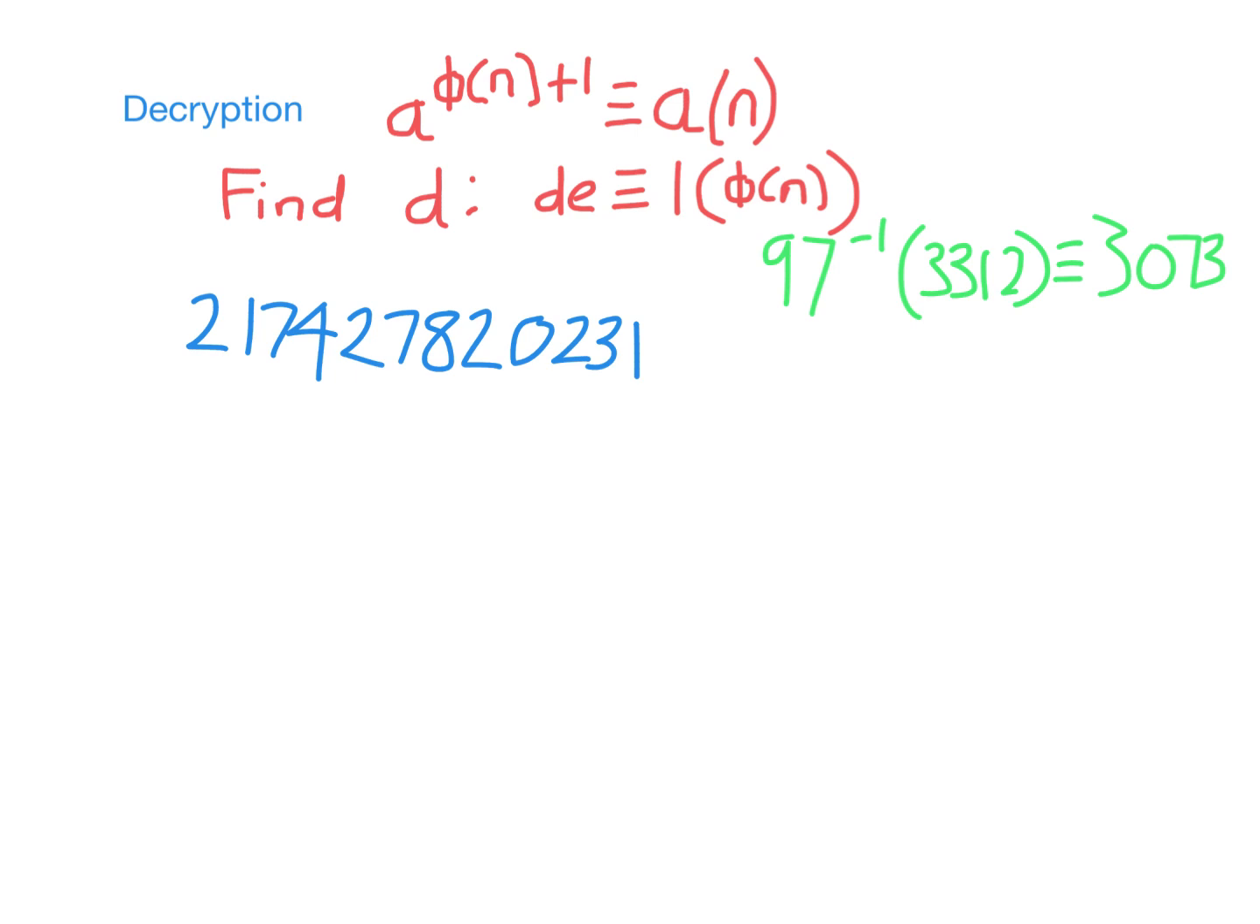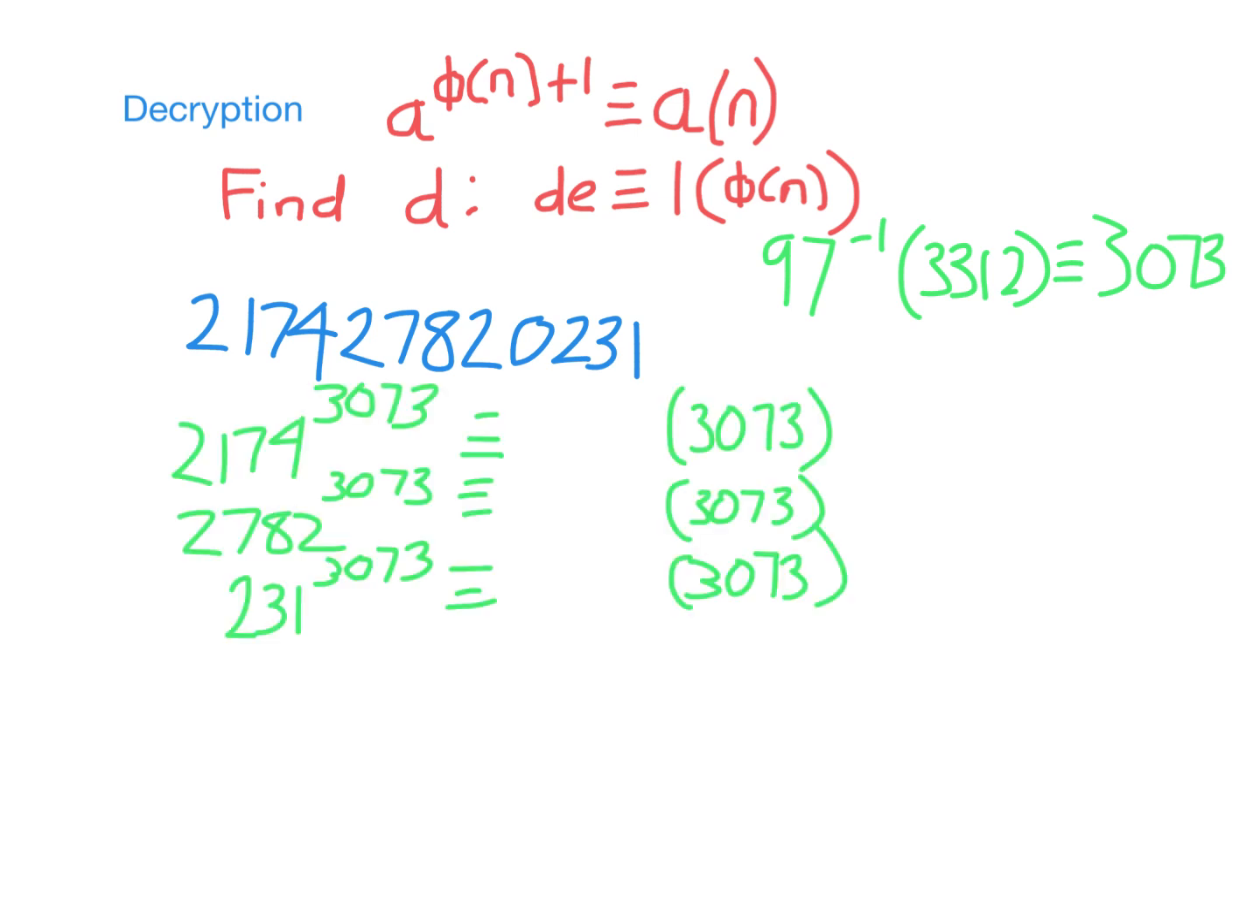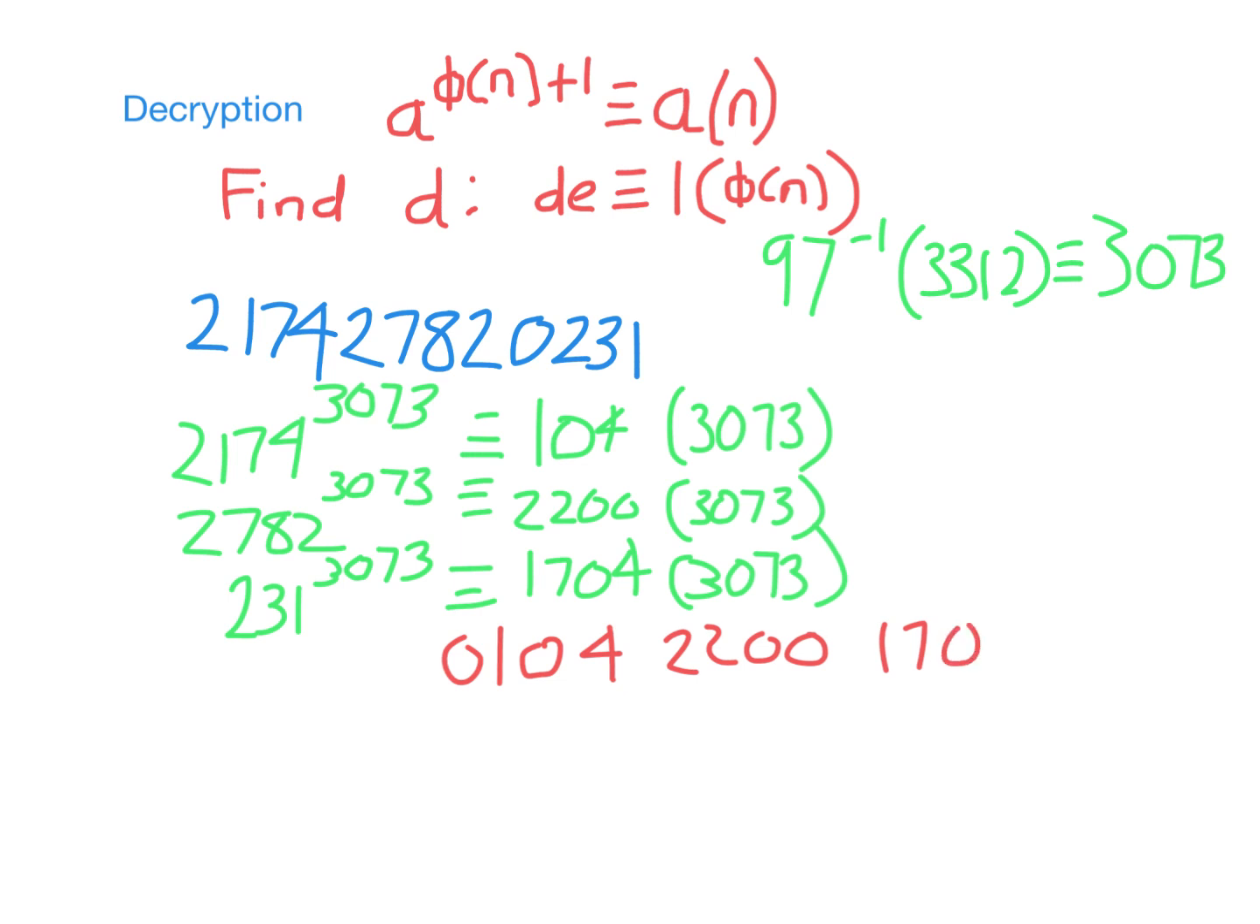So all we have to do is now take this into blocks of 4 again and raise to the power of d. We can use Symbolab to help us do this. We get 104, 2200, 1704. So now we have back our plain text. It was 0104, 2200, 1704. To convert it back to letters, we just use the table again. So 01 is B, 04 is E, then W-A-R-E. We are back to where we started.